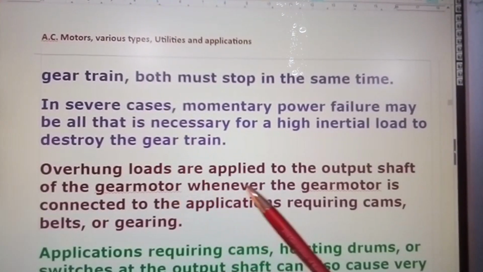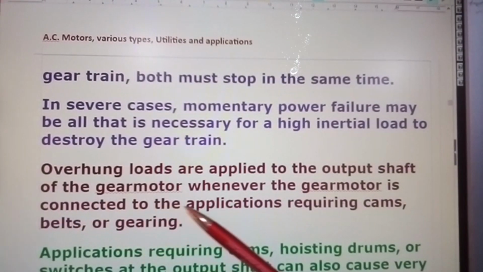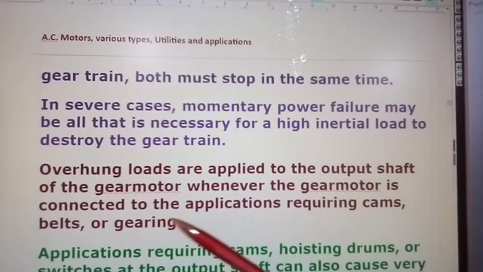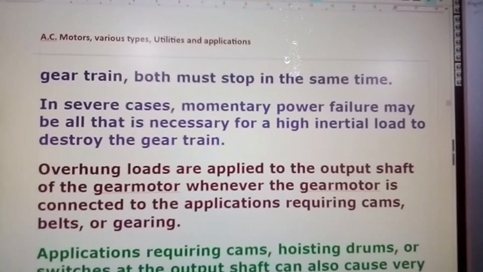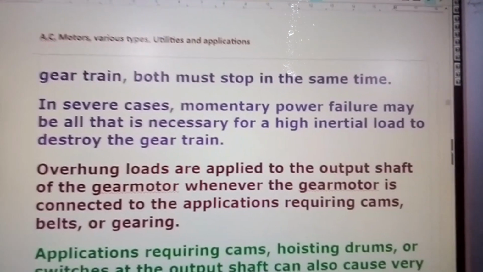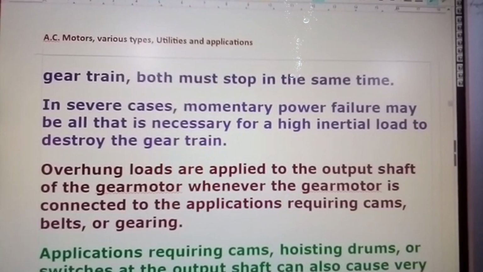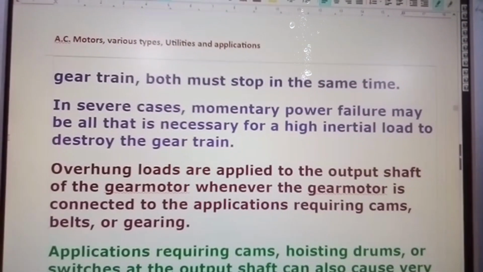Overhang loads are applied to the output shaft of the gear motor whenever the gear motor is connected to the application requiring cams, belts or gearing. Now some of you will be a lot more familiar with this because some of you will actually be dealing with motors that drive a belt or chain or a pulley of some sort.